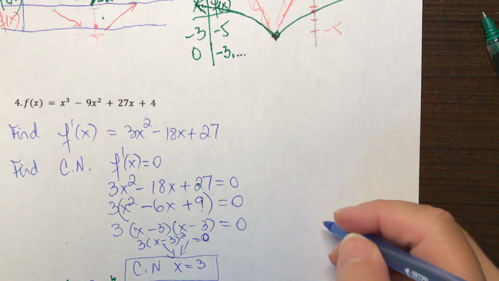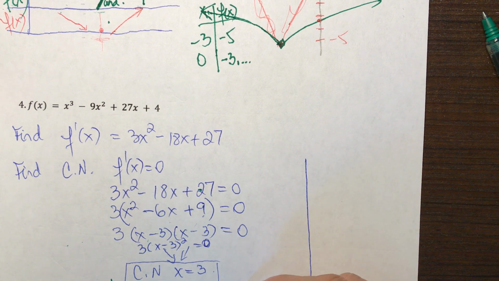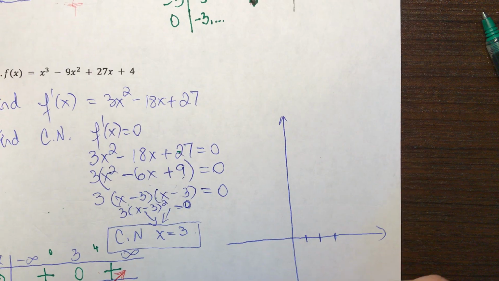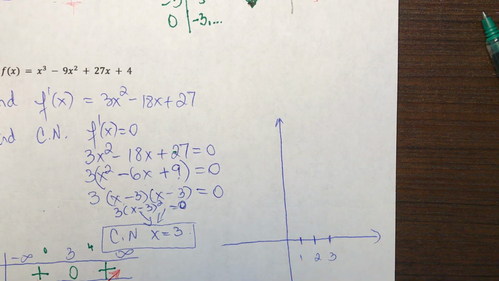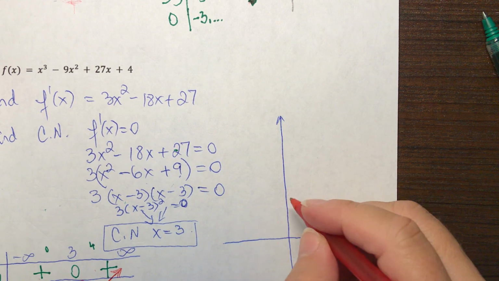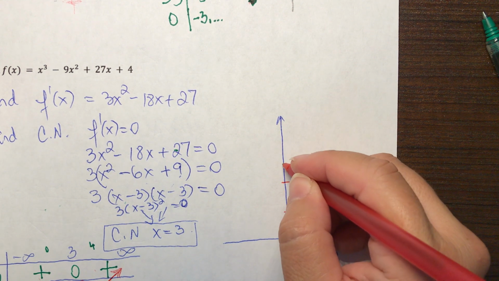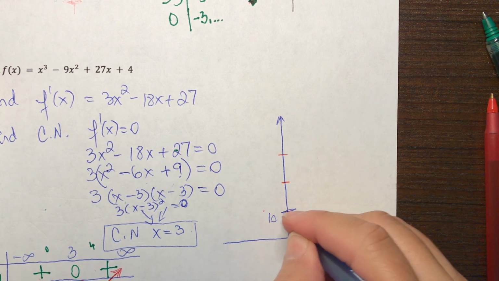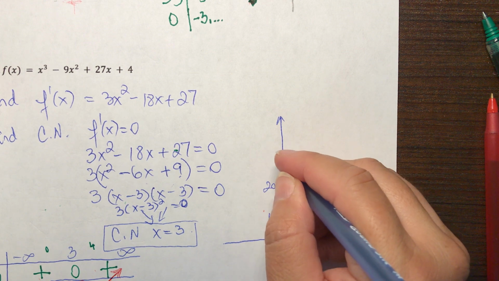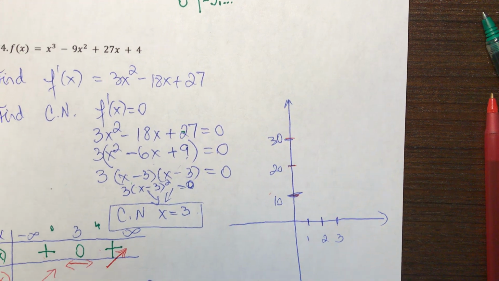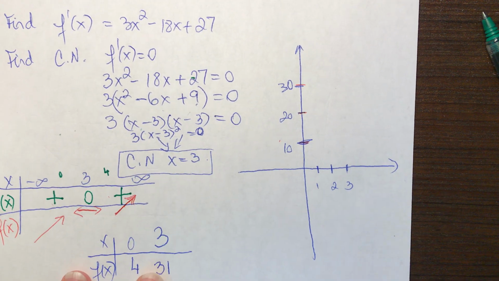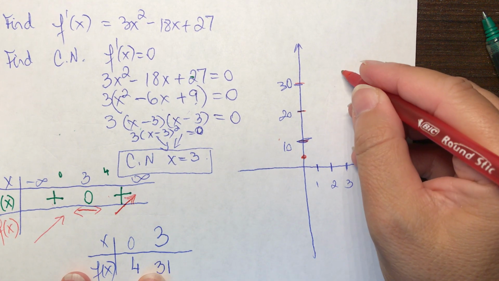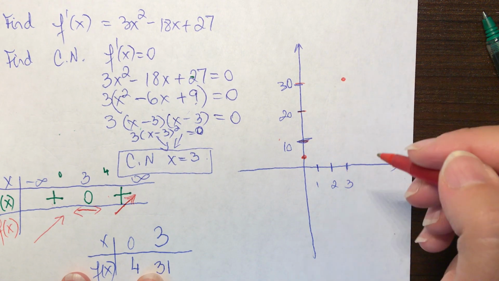Okay, so let's graph this thing. So I'm going to have a 1, 2, and a 3. And I'm going to have to go to 31, so I don't want to count to 31, and so I'm going to go up by 10s. Okay, so here are the 2 points I found. If x is 0, y is 4. If x is 3, y is 31, so just about here, okay?